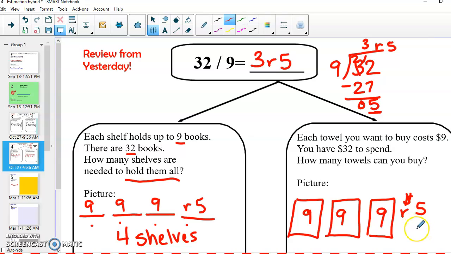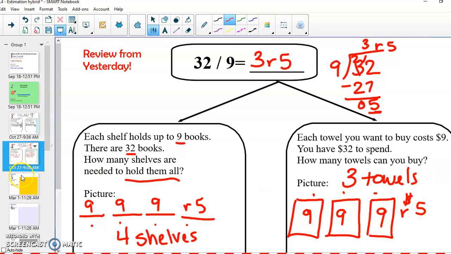Once again, just like before, I will not be able to buy a towel if I only have $5. No clerk or cashier is going to say, oh, sure, I'll borrow you $4. They don't usually do that. So you can only buy 3 towels.